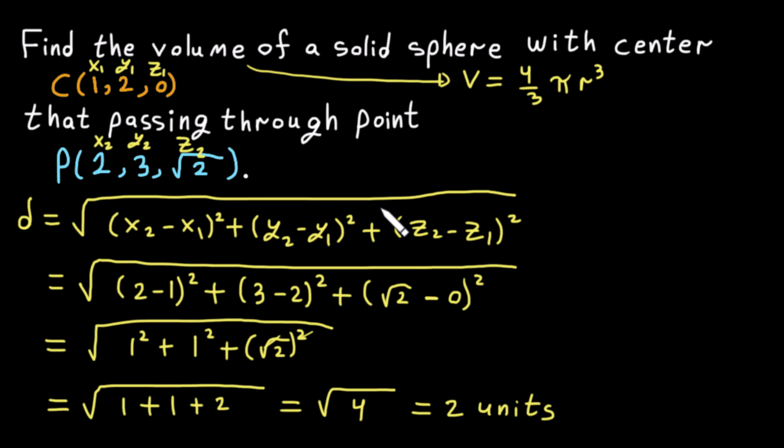Now I want you to visualize the 2 points in 3D space, also called xyz space. So graphically, I want to plot the center C of the solid sphere and the point P, which lies on the surface of the solid sphere. As we know from the example, C is (1, 2, 0), and the point on the surface of the solid sphere is P (2, 3, square root of 2).